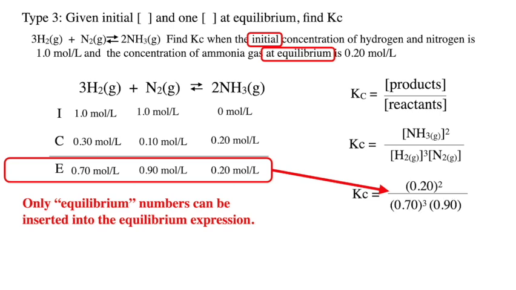So there we are. 0.2 divided by 0.7 cubed and 0.9. Figured out I get a Kc of 0.13. And there I have just found my equilibrium constant for this type of question. That is a question that you're going to come across a lot. When you have initials and equilibriums, you've got to use an ICE table.